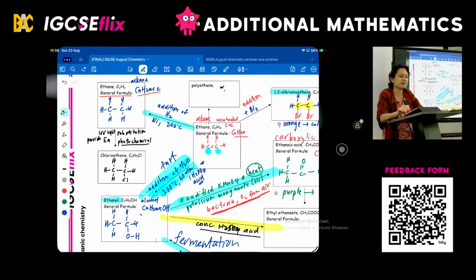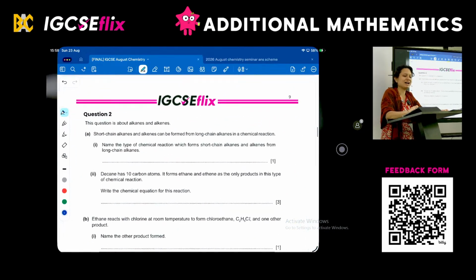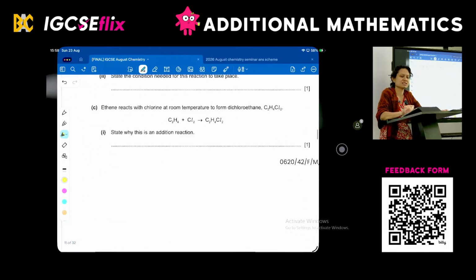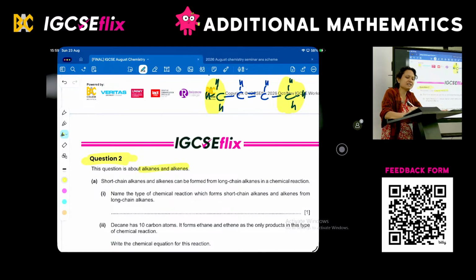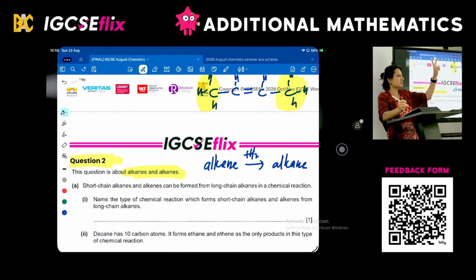Change here, change there, change here, change there, right? There's one more. Alkane can change to alkene. Let's do something we can do. So, an easy question. Alkanes and alkenes. Just now we did, the alkene change to alkane is add hydrogen, 200 degrees Celsius and nickel, right or not? If the alkane wants to change to alkene, what's the process?